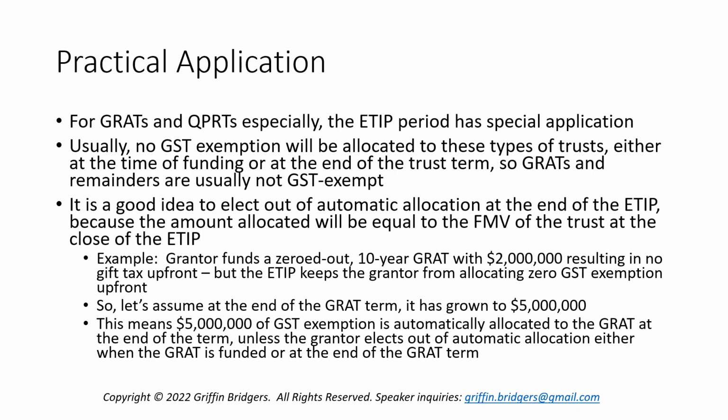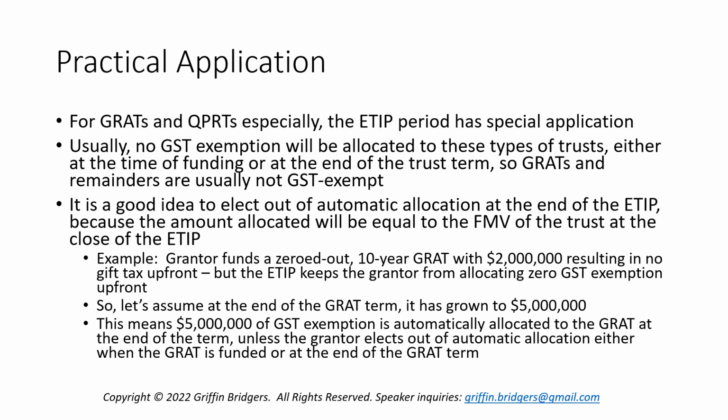So because of this, typically you would elect out of automatic allocation of GST exemption. And you have to do that either upfront when the GRAT is funded or at the end of that 10-year GRAT term in this example. Otherwise, you run this risk that at the end of the ETIP, GST exemption is being allocated based on the value of the trust at the end of that ETIP, which is pretty much always universally going to grow depending on the term of the trust.